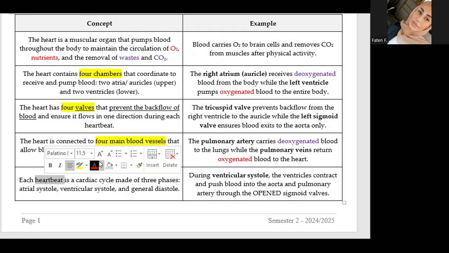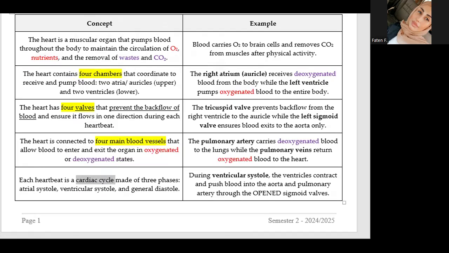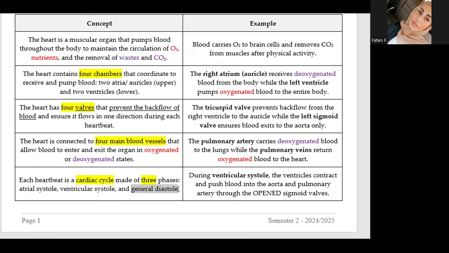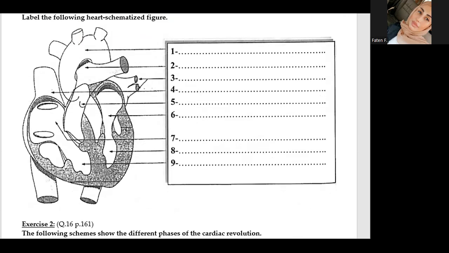Our heart beats around 75 beats per minute. Each heartbeat is called a cardiac cycle, and each cycle has three phases. We have two contractions, the auricular systole and the ventricular systole, and one relaxation. The general diastole is the relaxation phase of the heart. Let's start with the first question.